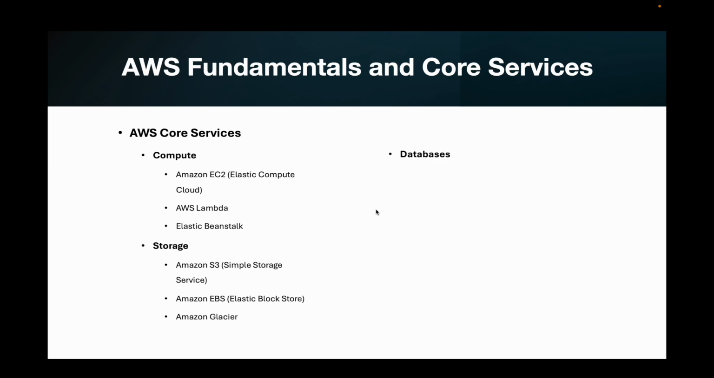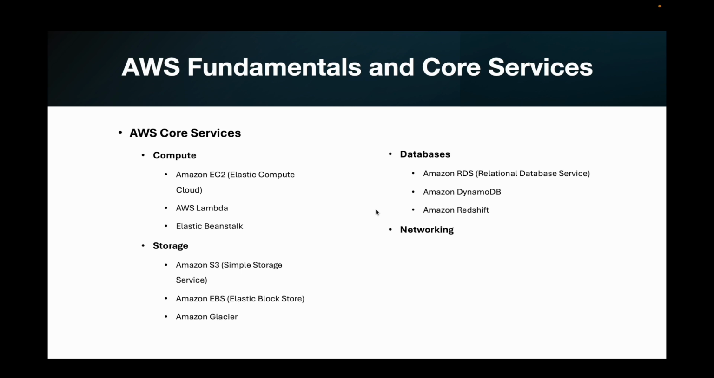Next, look at some databases. We have Amazon RDS, which is Relational Database Service, which is managed relational databases. Examples can be MySQL, PostgreSQL, and Oracle. Then we have Amazon DynamoDB, which is a fully managed NoSQL database service. And we also have Amazon Redshift, a fast, scalable data warehouse solution.